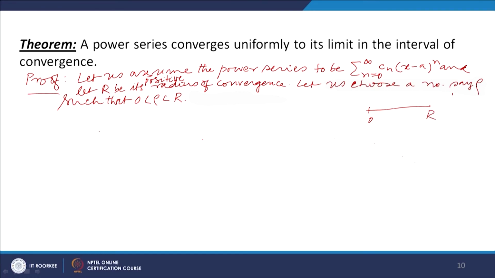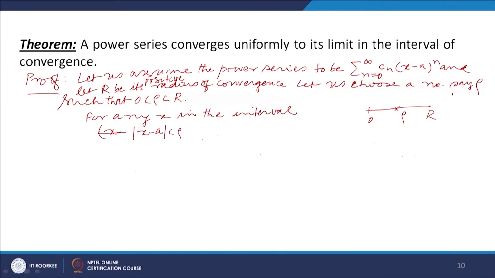Okay. This is your interval 0 to r. We take a positive number rho which lies between 0 and r. So, rho is greater than 0, but less than r. Now, let us choose a point x such that, for any x in the interval, mod of x minus a is less than rho.